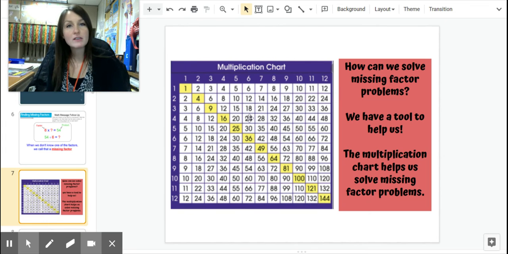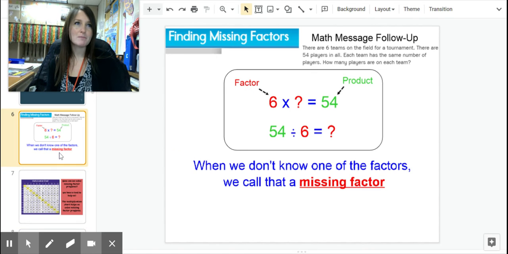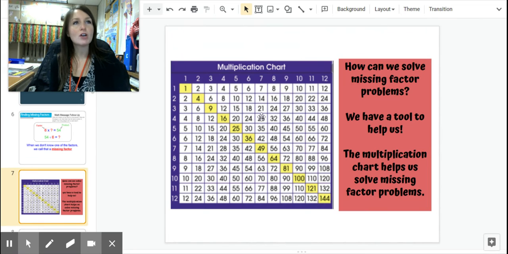Well, one way is that we can use our multiplication chart. And this is a tool that we can use to help us. Okay, so if we were to look at that 54, if you find 6 and you go across until you see 54, ooh, look right here. Here's 54. Well, what number is on the other side of that? 9. So this missing factor is 9 because 6 times 9 equals 54. So what's 54 divided by 6? 9, right? This tool just helped us.